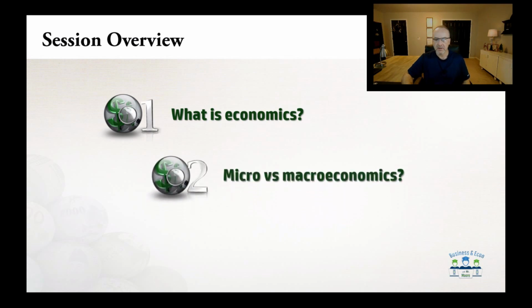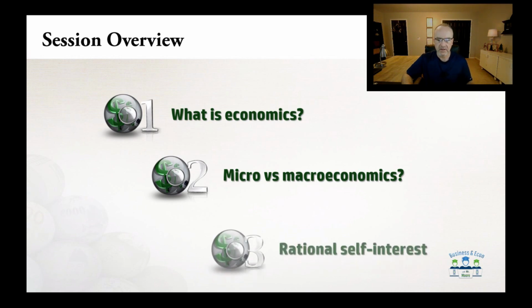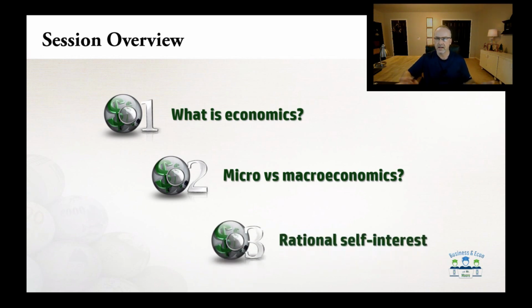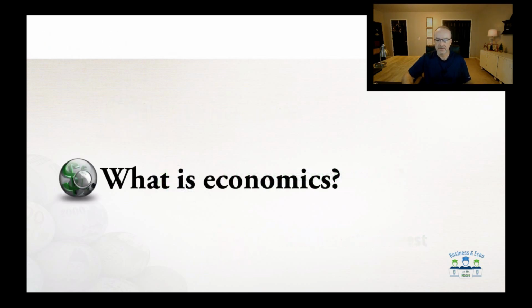Number two, we want to talk about the difference between microeconomics and macroeconomics. What is the difference? And then we want to talk about something that's very important to understanding economics, whether you're talking about micro or macro, and that is the idea of rational self-interest. Rational self-interest just really has to do with how people make decisions. It's an assumption that we make when we're studying economics that's very, very important to everything that we're going to talk about, no matter what the sub-subject or subheading of economics is.